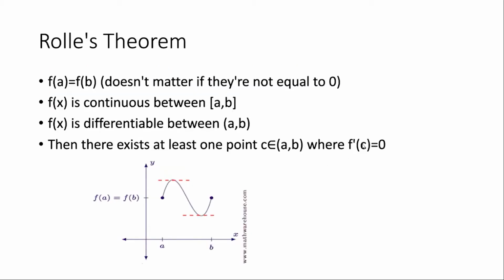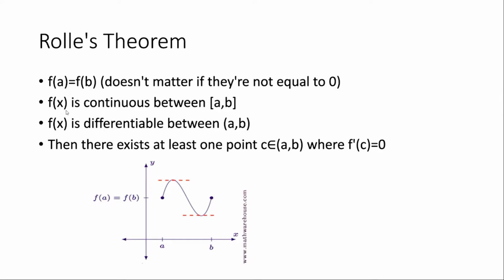Next, we have Rolle's theorem. Rolle's theorem requires these three conditions to be met before we can apply it. So the conditions are f of a equals f of b. The y values have to be equal. It doesn't have to be 0. In the course revision sheet, they'll say it's equal to 0, but it doesn't have to be.